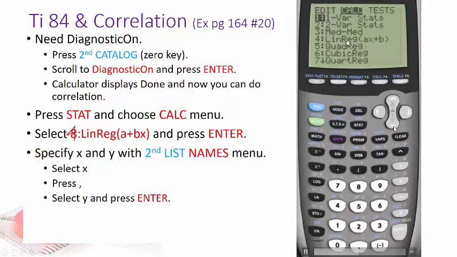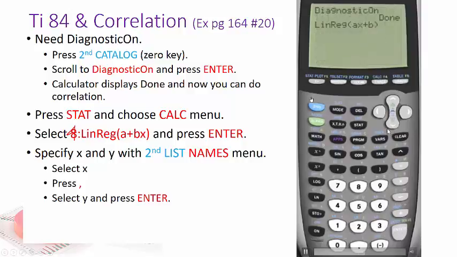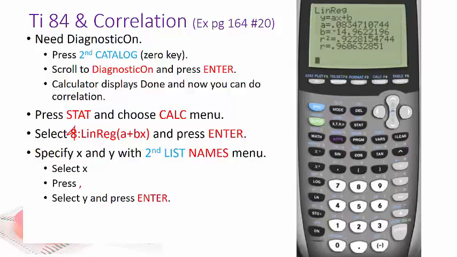So you go LinReg, right? And do second list. Scroll down to your names for your variables. This is the same example we did in the last video with calories and fat. Put your comma in, which is down there. And then go ahead and put in the other variable for y, which is your response variable. And then hit enter. And you can see the correlation here is 0.96.